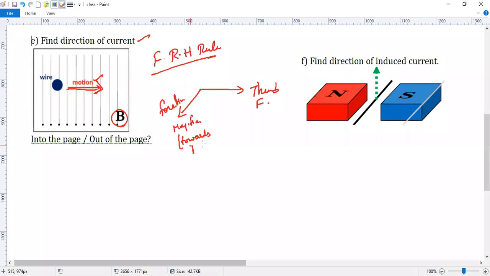Okay, so now you can open up your three fingers and check. The thumb is pointing towards your right. And the magnetic field, which is denoted by the forefinger, is pointing towards you. And where is your middle finger pointing? Thumb will be pointing towards your right, your forefinger should point towards you, and you can see that your middle finger is pointing in the downward direction.